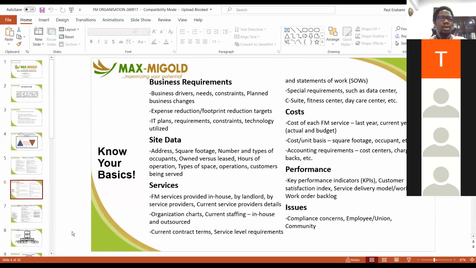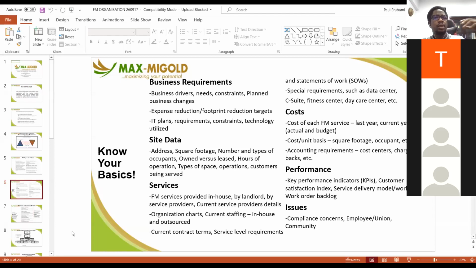Because your services are well and good, but we're paying too much for it. That does not make me give you kudos for high quality service. And that's the whole idea that we're trying to get our heads around. You must understand the cost. You must understand how to manage departmental finances as an FM.